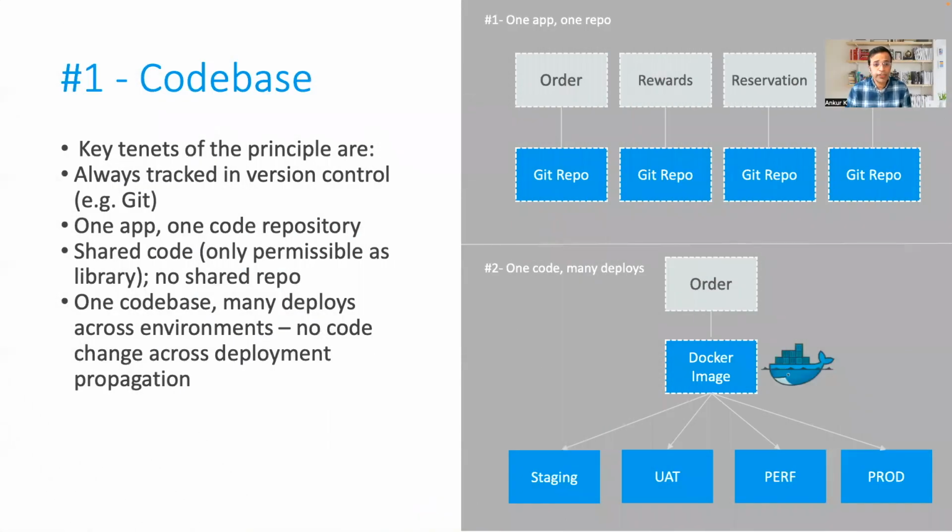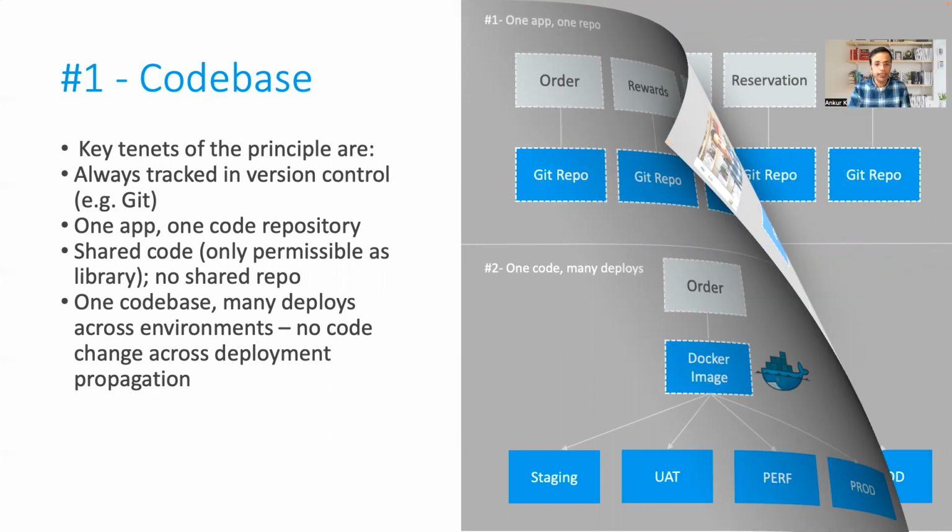So the first principle is code base. I'm pretty sure you must be already following it, but the key takeaway is that if you're using a microservices architecture, you need to keep your services in separate repositories, not in separate modules in the same repository. Each particular service should have its own code base so that you can manage not only the code, but also the deployment accordingly, and you can propagate the same image which gets generated across all the environments.